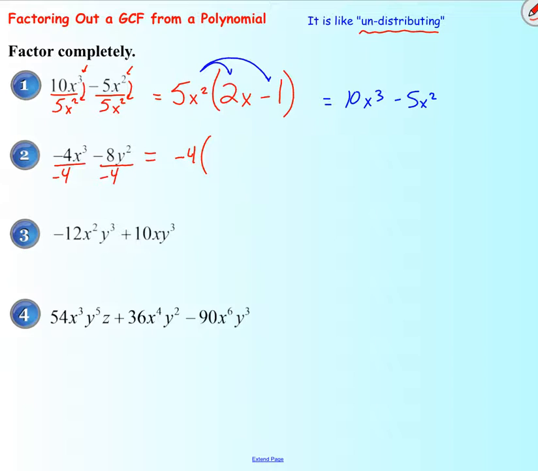So when I factor that out, divide it out, negative 4 divided by negative 4 is just a 1. So that leaves you with 1x cubed. Now I'm not going to write the 1 there, but it is there. So you can just write x cubed. Negative 8 divided by negative 4, that would leave you with positive 2. And the y squared, which I didn't take out.